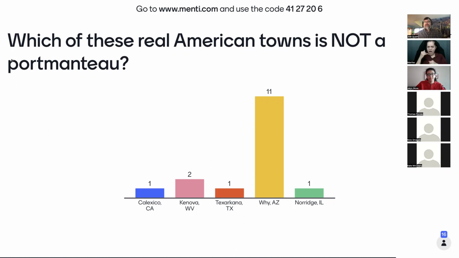Why is not a portmanteau. It's an interesting little story, though. The people of this village had always called their place Y, with just one letter, Y. And then they wanted to make it an official place in the state of Arizona. So they applied to name it Y, and they were told, no, all places have to have at least three letters. You can't just use the letter Y. So they said, all right, well, then we're spelling it W-H-Y, Why. And that's the little story about that place.